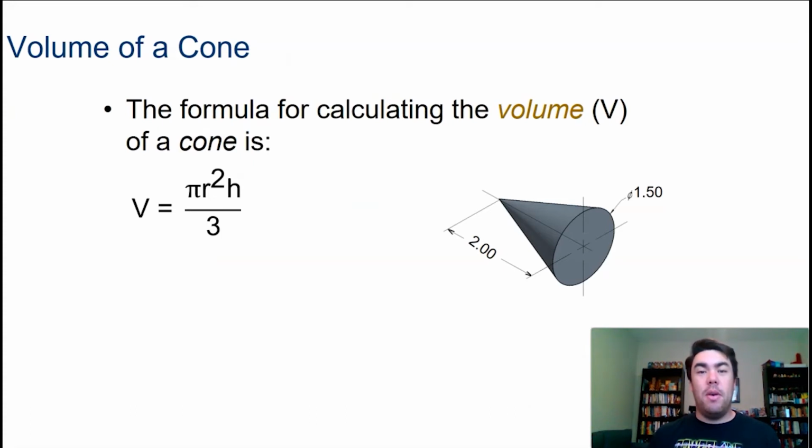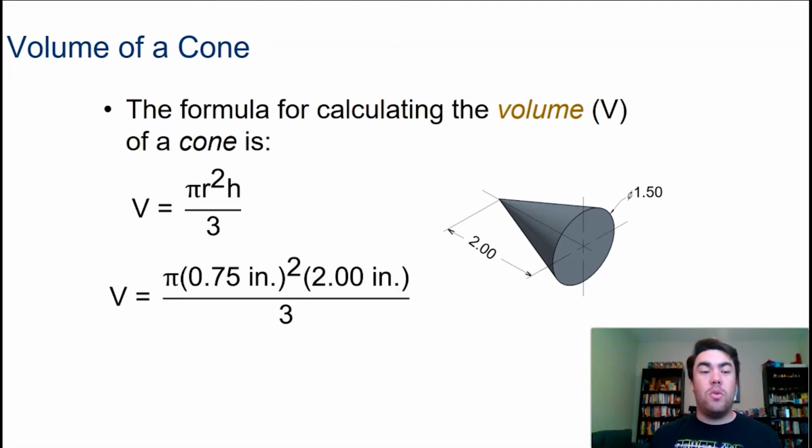We can similarly find the volume for a cone given the radius and given the height of the cone. And the volume of a cone is given by pi r squared h over 3. In this example, we're given the diameter of the cone to be 1.5 inches, so we need to make sure to divide that by 2 to find the radius before inserting it into our equation. So once we've done that, we can find the volume to be pi times 0.75 inches squared times 2 inches divided by 3, and the volume is 1.18 cubic inches.